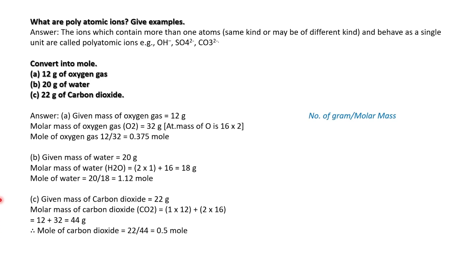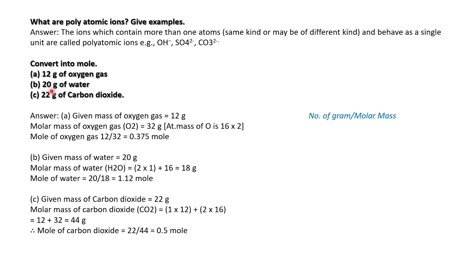Okay, convert into moles. 12 grams of oxygen gas. Here it is the number of grams divided by molar mass. The number of grams given is 12 grams, and the molar mass of oxygen is O2, always diatomic. So 12 by 32 will be 0.375 mole.